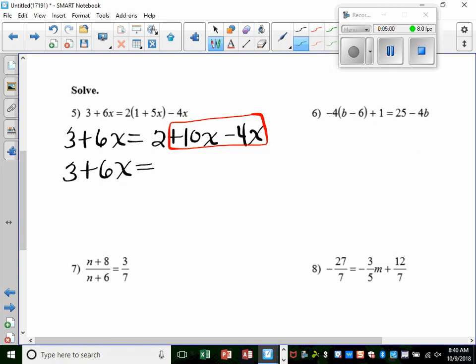So how many x's do I have when I combine those together? All right, so 6x plus 2. You can also write it 2 plus 6x, it doesn't matter.